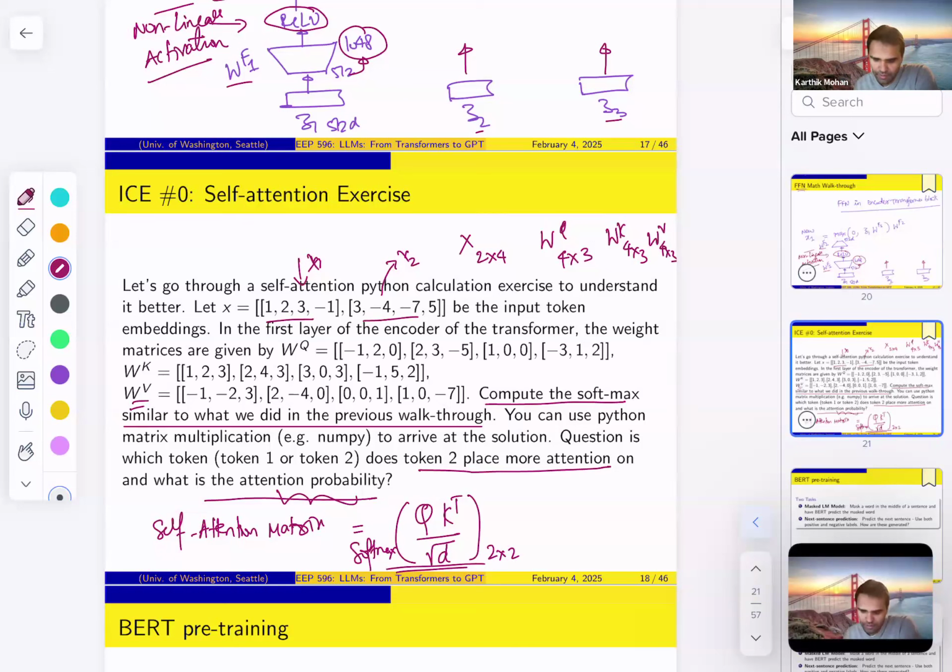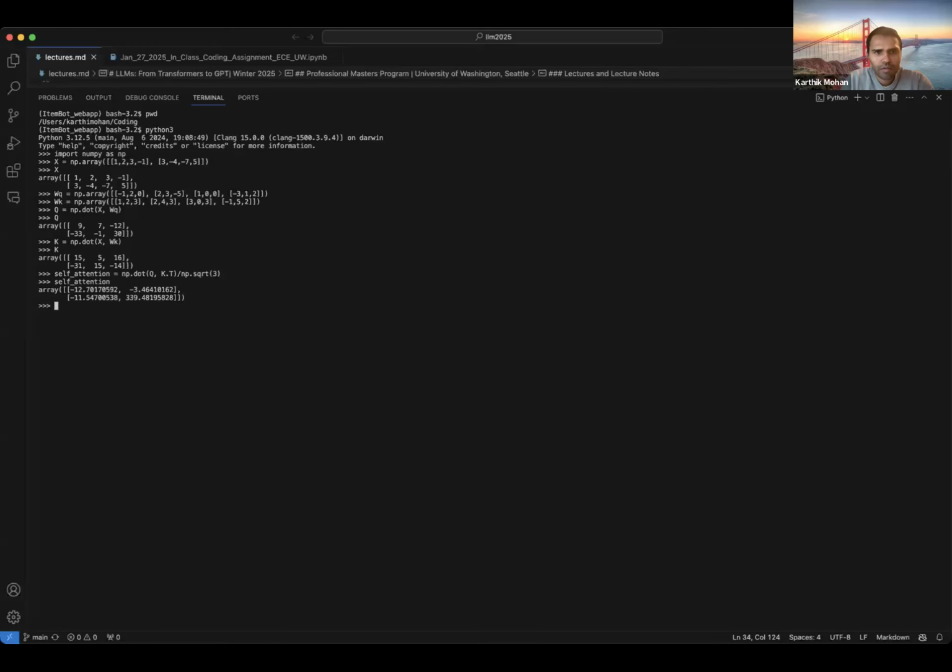If you want to do this, I would just use NumPy in Python to get this computation going. You can even open a terminal, plug in the Q and K, and use the NumPy library to get this computation done. On how this might look, hopefully you did something like this.